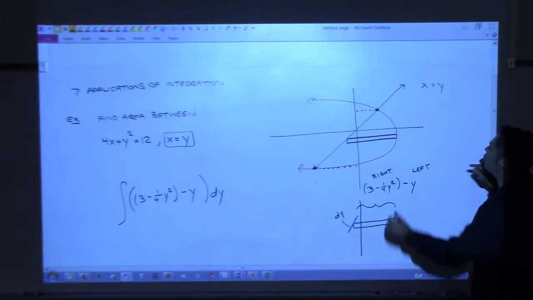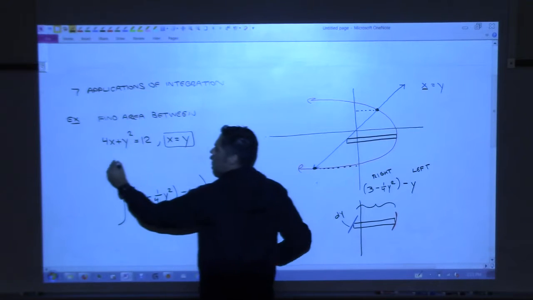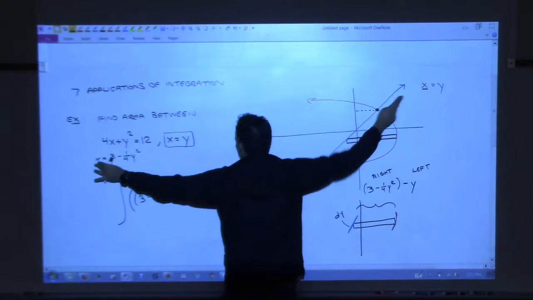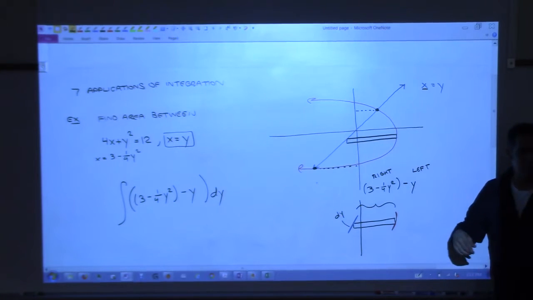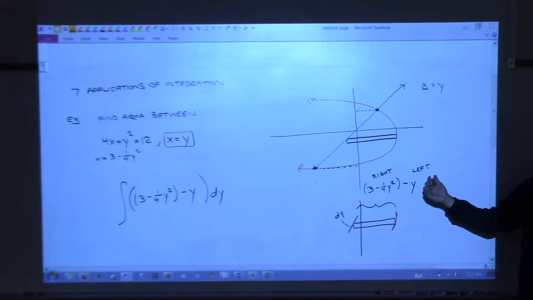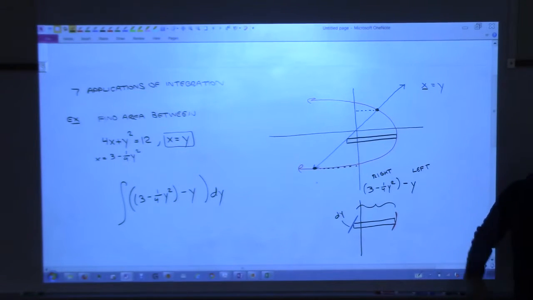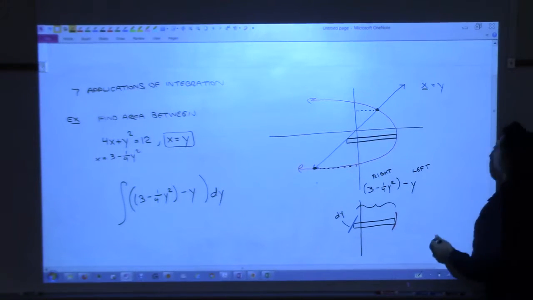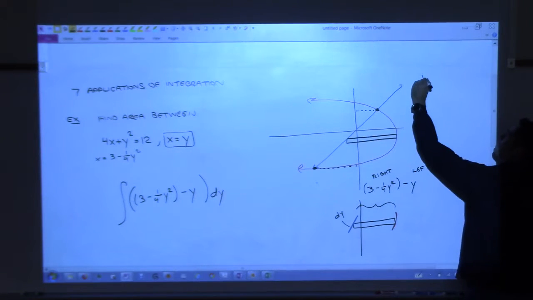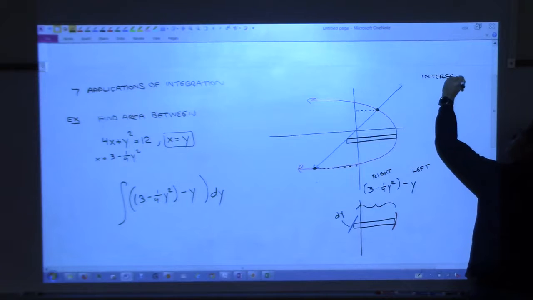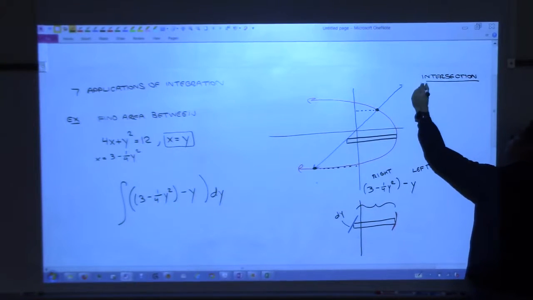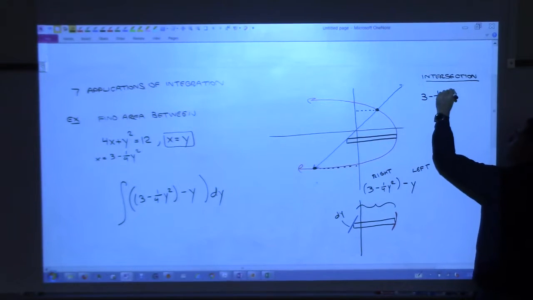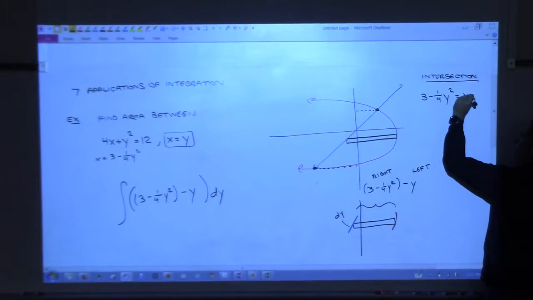But since they're both solved for x, although I erased it over here, this was x equal to 3 minus 1/4 y squared. Since they're both solved for x, I set the x's equal to each other, and we get 3 minus 1/4 y squared equals y. Yeah? So let me find the intersections here. I set the 3 minus 1/4 y squared equal to what? y.